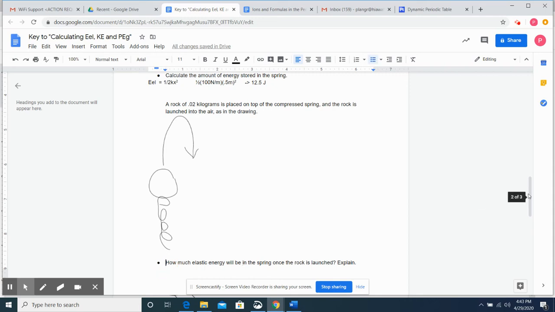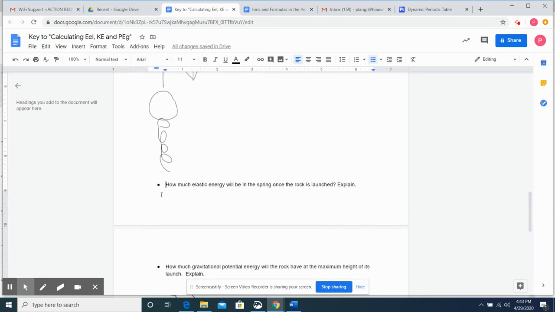So I'm going to write that down here, that the spring now has 0 joules of energy in it. I already explained it. So just going ahead and writing 0 joules. 0 joules is the answer for that one.